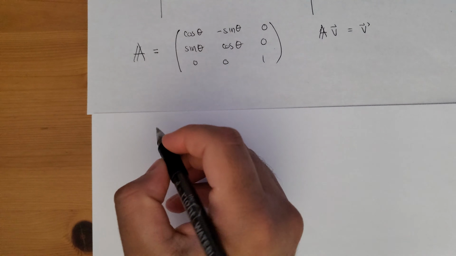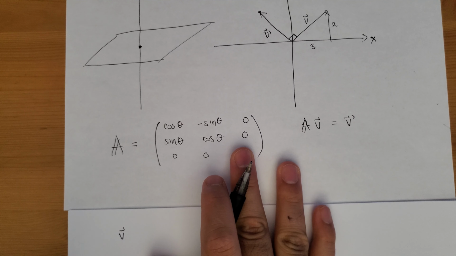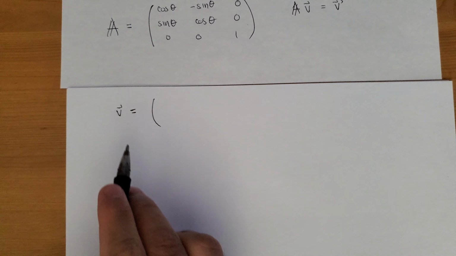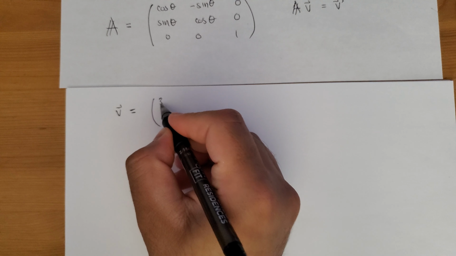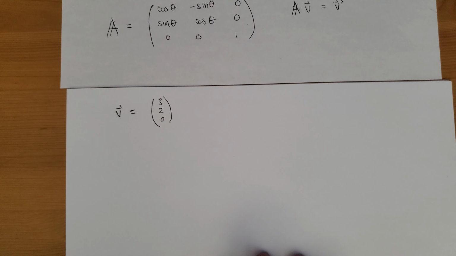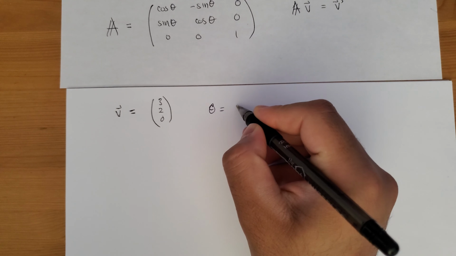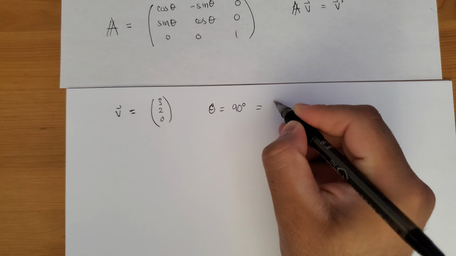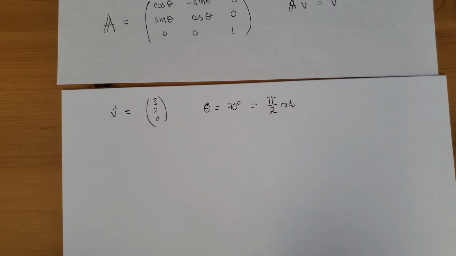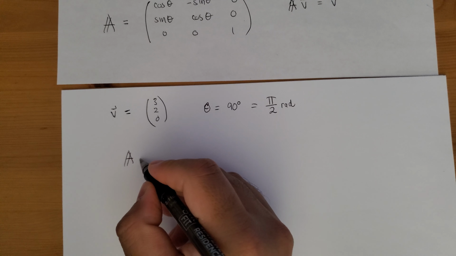So we know our vector v from the previous example up here is 3 in the x direction and 2 in the y direction. So we can write this as v is 3, 2, 0, where 0 is in the z direction, it doesn't actually go there. And we rotate it by an angle theta of 90 degrees, or pi over 2 radians. So what we can do is just simply plug it into this equation here.